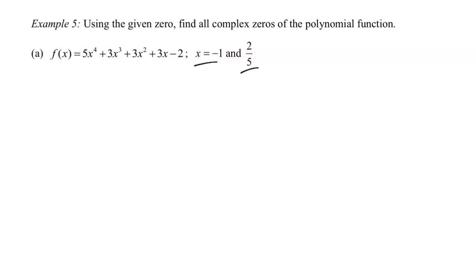And so I'm going to start by listing the coefficients of my polynomial, starting with x to the 4th. And then it does not matter which 0 you divide by first. I don't really like fractions, so I'm going to do the non-fractional number first.